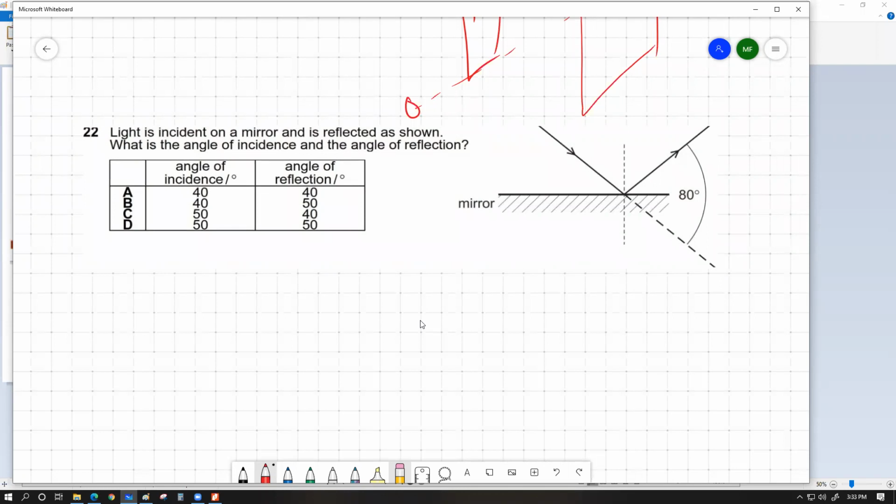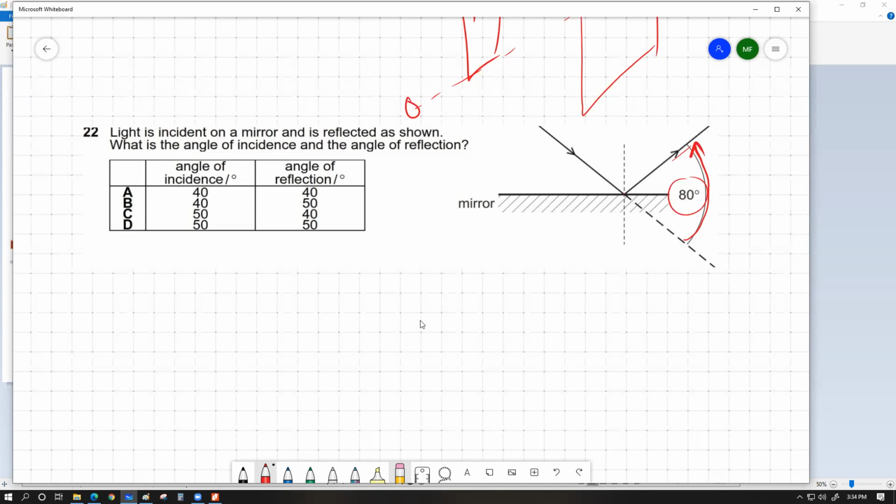The angle labeled as 80 degrees is what we call the angle of deflection. It basically means how much the incoming ray bent. It was incoming this way, then it was deflected in this direction. The total amount of deflection angle from the original direction is 80 degrees. So we have to use this information to find out the angle of incidence and angle of reflection. It's really not that hard.